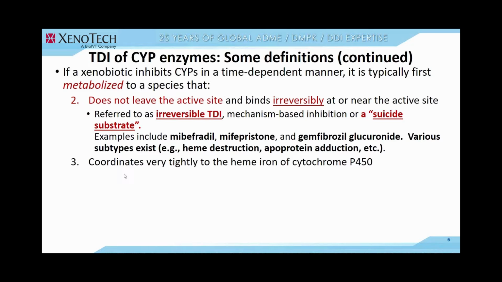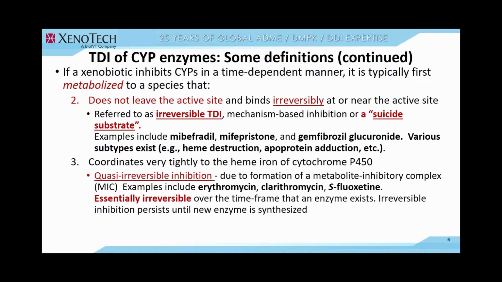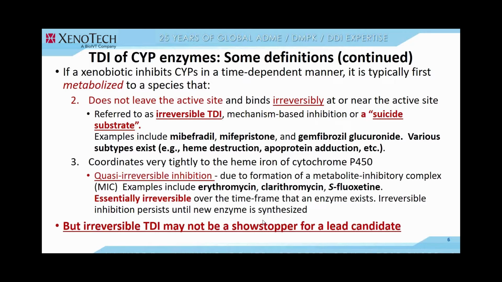Third type, and I'll cover this again to some extent later on, is when you have a species that coordinates very tightly to the heme iron of the cytochrome P450. So this is actually termed quasi-irreversible inhibition, and it's due to the formation of a metabolite inhibitory complex. Examples here include some macrolides, such as erythromycin and clarithromycin, as I mentioned earlier, the S enantiomer of fluoxetine. And this is essentially irreversible over the time frame that an enzyme exists. So in other words, irreversible inhibition persists until new enzyme is synthesized regardless of the mechanism.